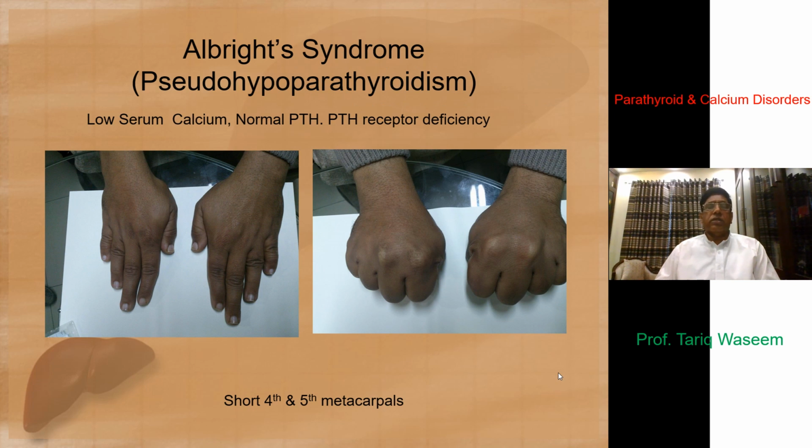This is just how pseudohypoparathyroidism manifests. If you notice, there are unusually small fourth and fifth fingers on both sides, and when you make a fist, you notice a very prominent knuckle for the second and third metacarpal, but the fourth and fifth knuckles are dipped in because of the metacarpals being short.